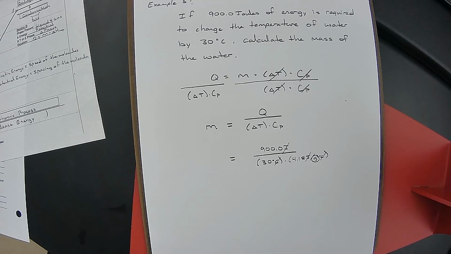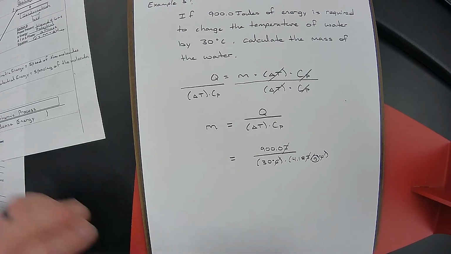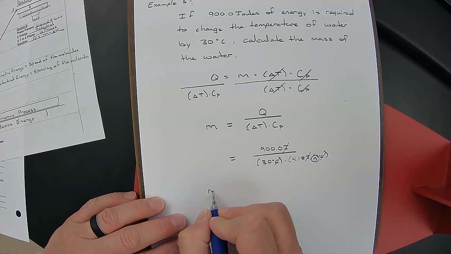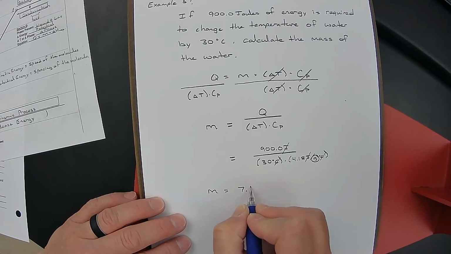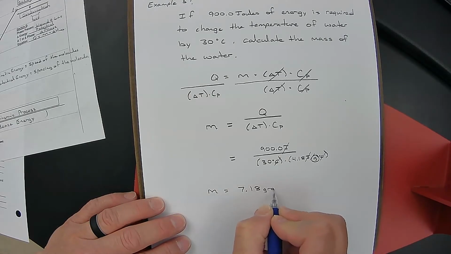So I'm going to take 900, I'm going to divide it by 30, I hit equals, then I'm going to divide it by 4.18, and that comes out to 7.18. So my mass is 7.18 grams.